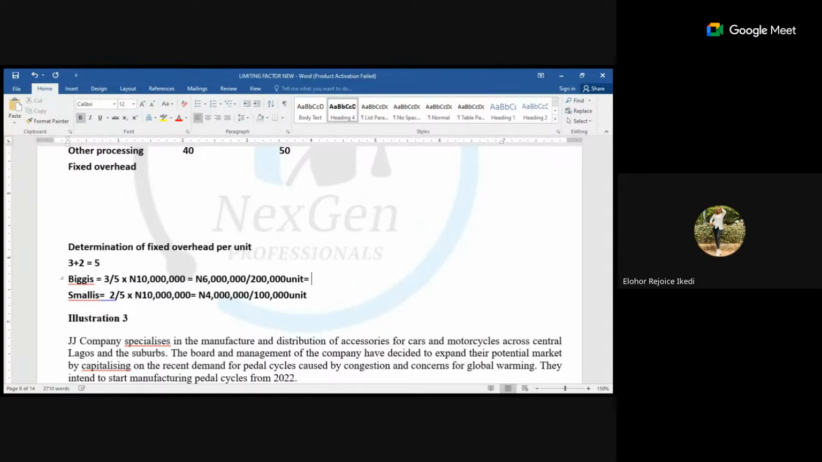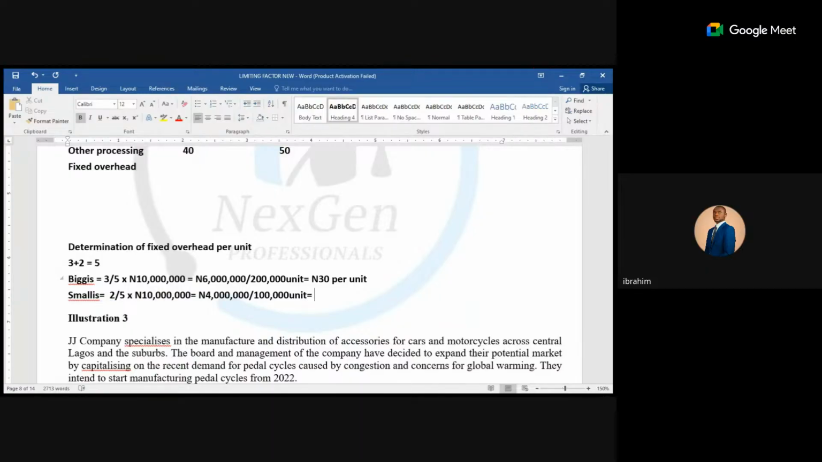30,000, that's 30, and 40,000. No, 30 naira, or 30 naira per unit. Thank you. 30 naira per unit. That is the cost.